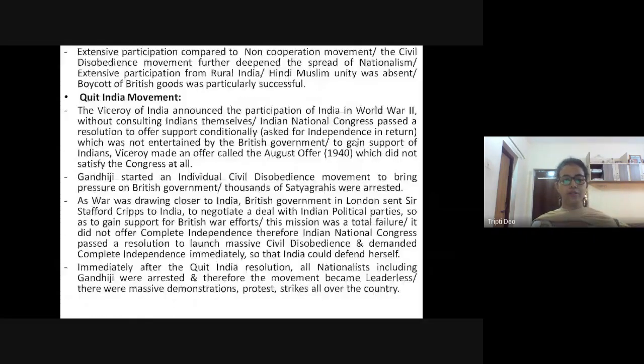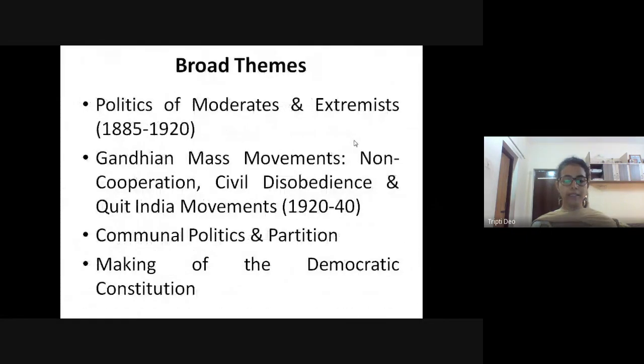the democratic constitution. So by and large, if I think back to my slides, second slide, we've tried to cover the four topics, which is about moderates, extremists, then we moved to the Gandhian movements, then we understood where communal politics was emerging and how it led to partition of India, and then after partition, how India, drawing from the past, created many new principles which were the basis for a democratic constitution, the making of the democratic constitution of India.